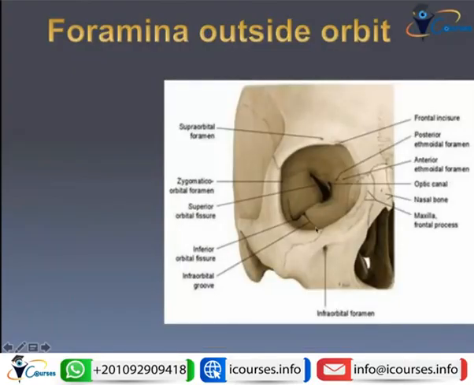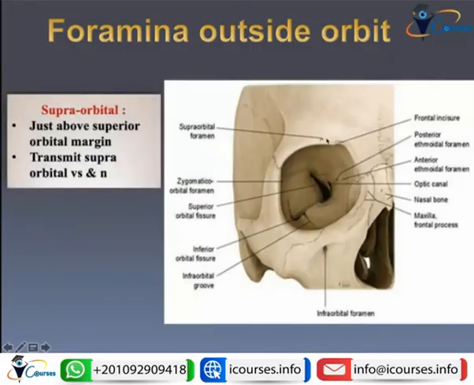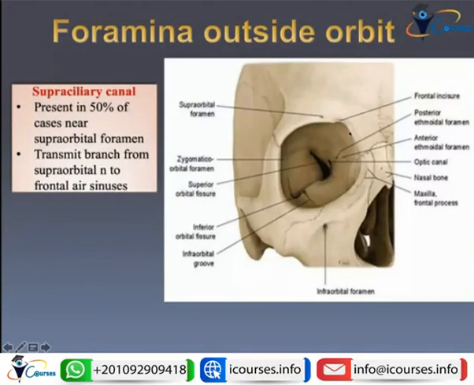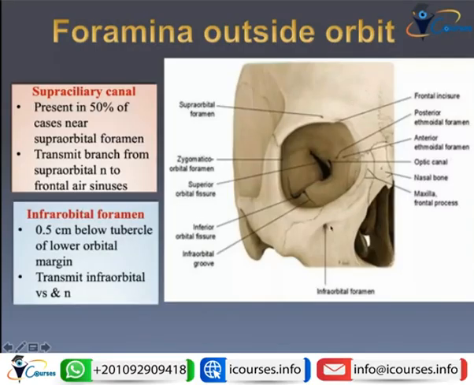Other foramina outside the orbit, which we have mentioned, are the supraorbital foramen and the supratrochlear groove. The supraorbital foramen transmits the supraorbital vessels and the nerve. We have the Arnold foramen, which is sometimes located medial to the supraorbital foramen, and it will transmit medial branches from the supraorbital vessels and nerves. We have the supraciliary canal, which is present in 50% of individuals near the supraorbital foramen, and it will transmit the supraorbital nerve to the frontal sinus. And we have the infraorbital foramen, which will transmit the infraorbital vessels and nerve.